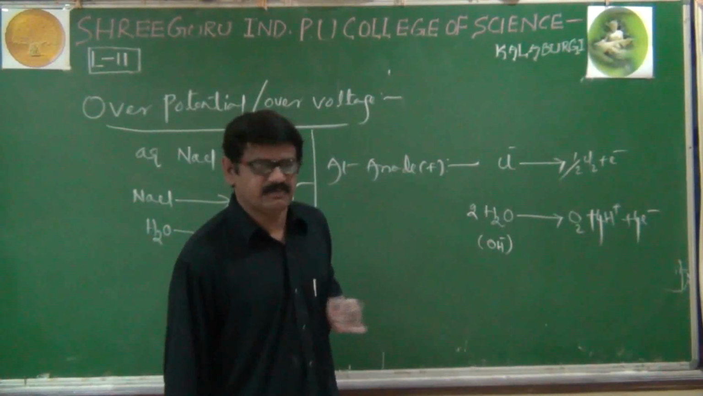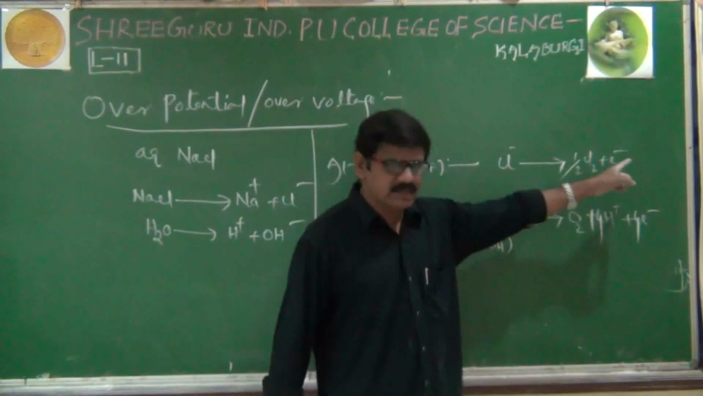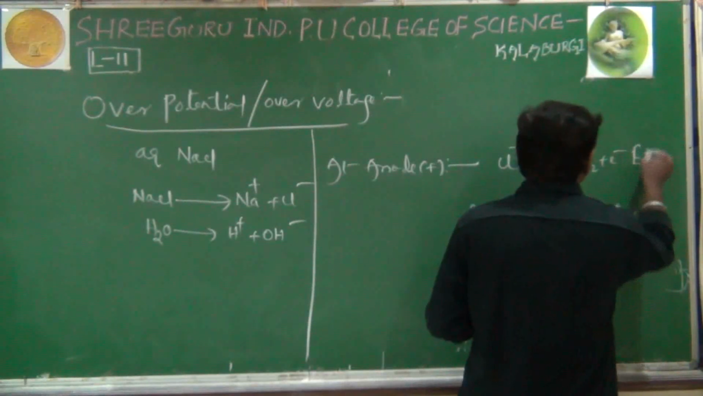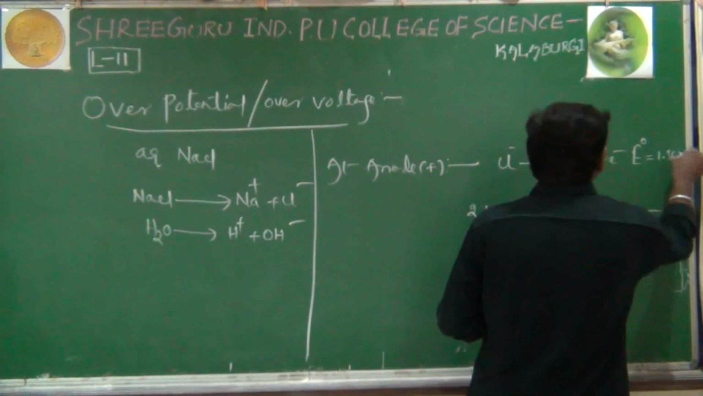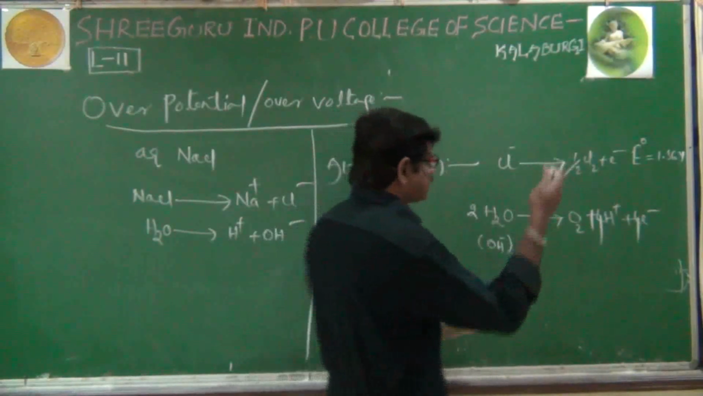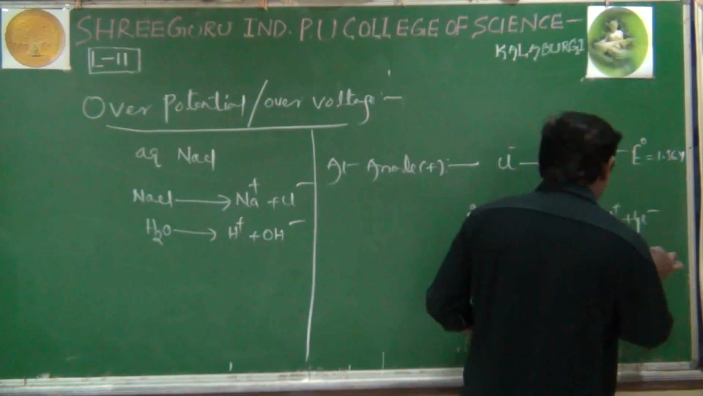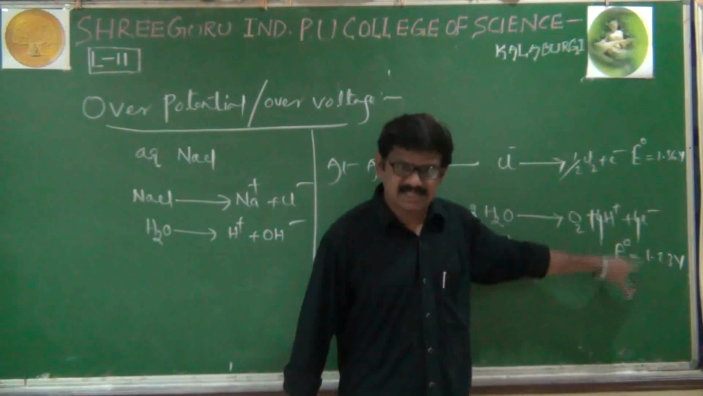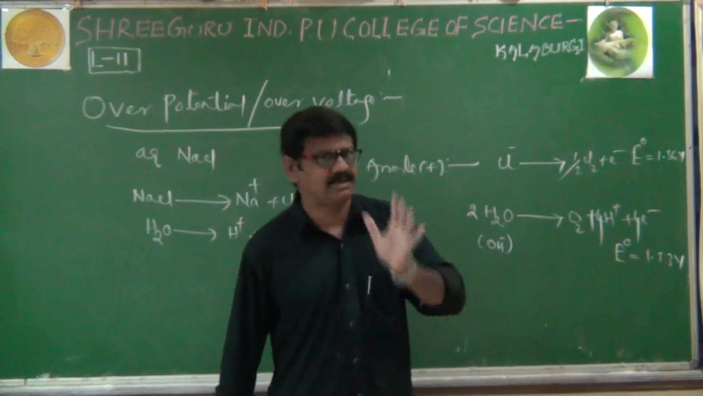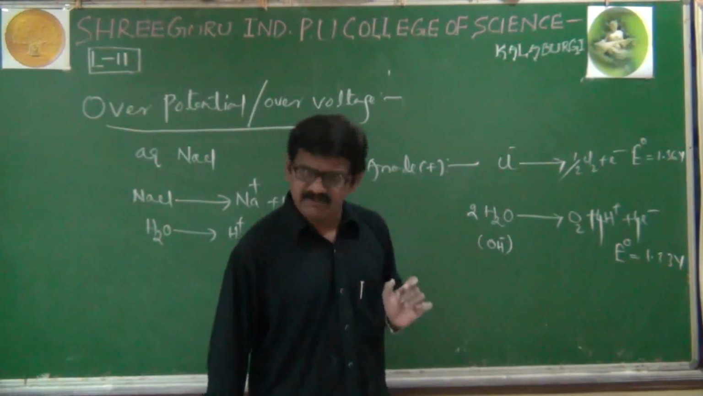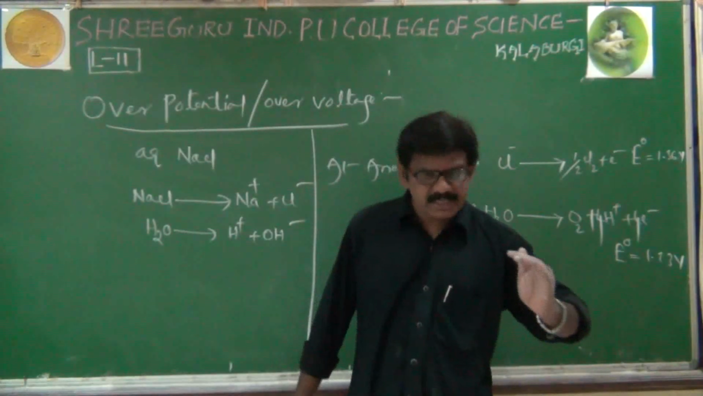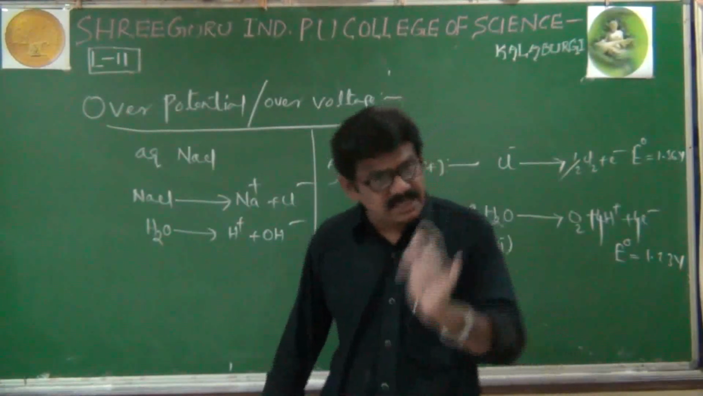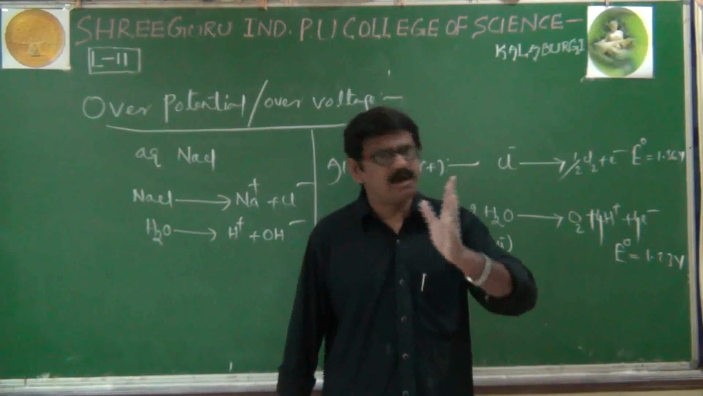Then we'll do one thing. For Cl- undergoing oxidation, we write its SRP value. Here, the first case SRP value E0 is 1.36 volts, and in the second case the SRP value E0 is 1.23 volts. Both standard reduction potential values are given. Then a very simple phenomenon: if a reduction potential is more, it definitely prefers reduction. If a reduction potential value is less, it prefers oxidation.